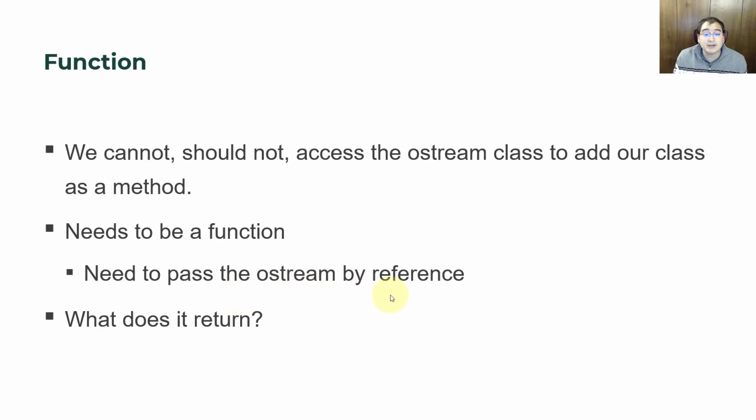Now, the important thing to note here is it needs to take the OStream by reference. Why does it need to take the OStream by reference? Because when you're using the less than operator, it needs to change the output stream. A copy of that stream won't work. We need to change the stream itself. Otherwise, how are we going to be putting our clock on that stream?